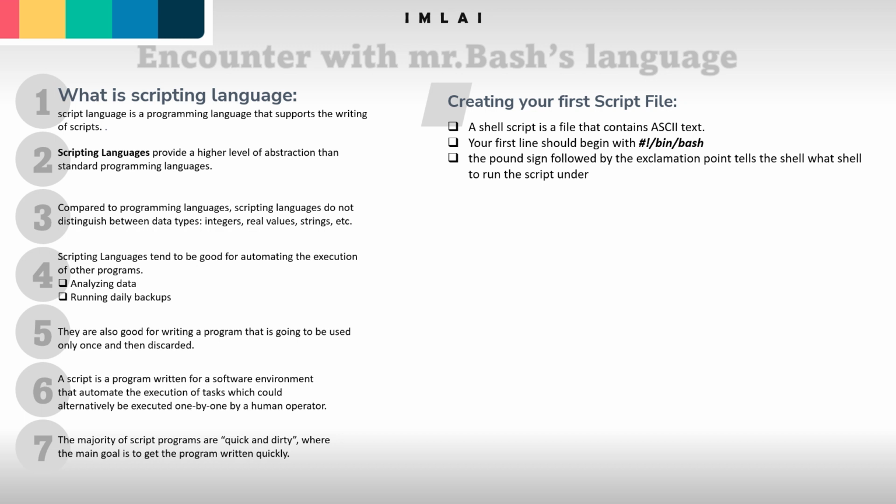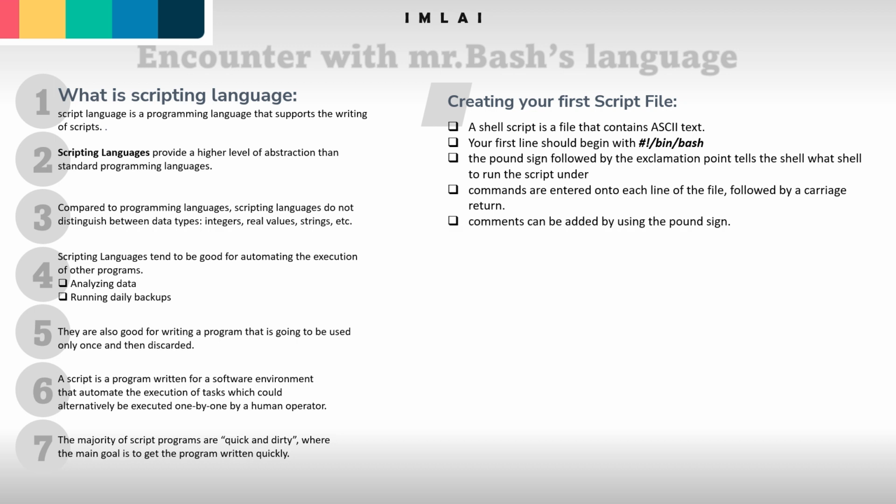Because the shell script is dirty and a huge number of lines are involved, commenting is very helpful in distinguishing the modules of the code in that script. Then after indicating the shell, commands are entered onto each line of the file, followed by a carriage return. As mentioned earlier, comments can be added using the pound sign.